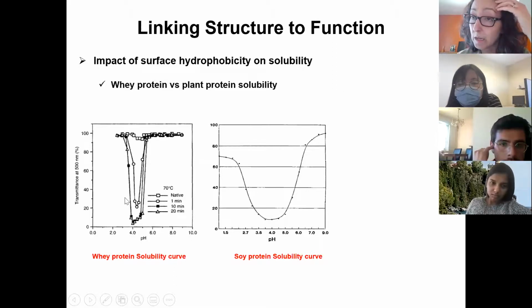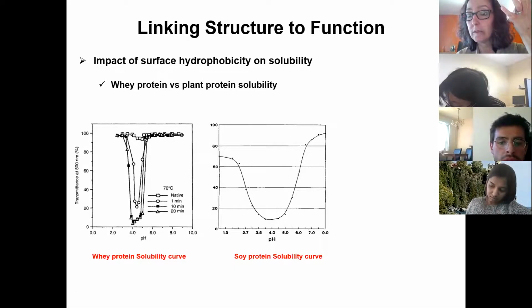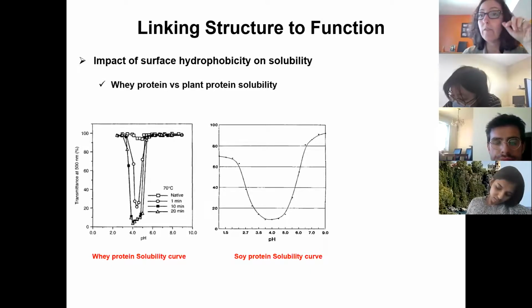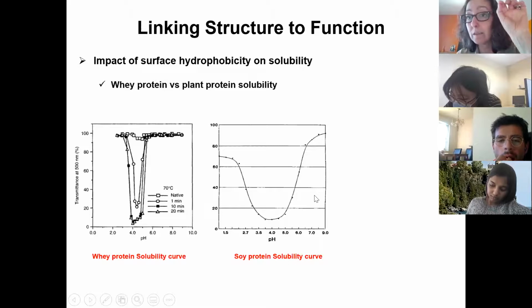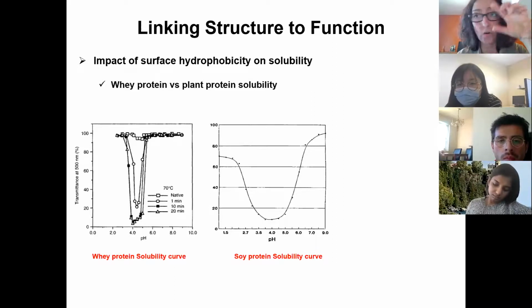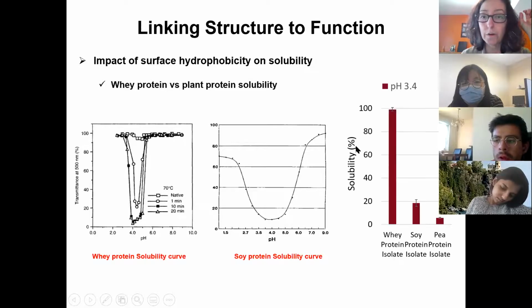But once the protein is denatured, that means it's unfolded. You have more hydrophobic residues on the surface. And at its isoelectric point, no net charge and a lot of hydrophobicity on the surface, of course, you're going to lose solubility because you get hydrophobic interactions. So this difference without heat between whey protein and a soy protein is characteristic of the structure, not just the environmental conditions such as the pH or heat. Okay. So that is something to remember.